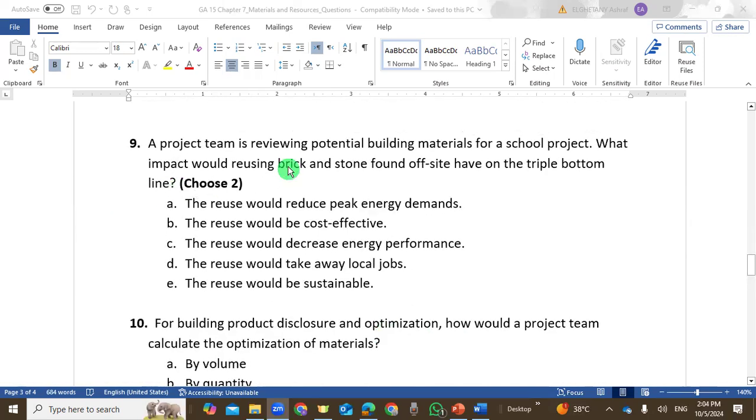Question 9. A project team is reviewing potential building materials for a school project. What impact would reusing bricks and stones found off-site have on the triple bottom line? Choose 2. So here I'm using material reuse for the bricks and the stone, right? So what is the impact?